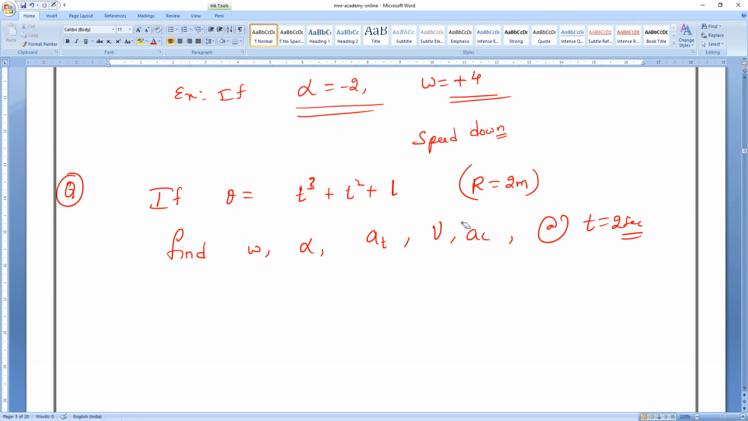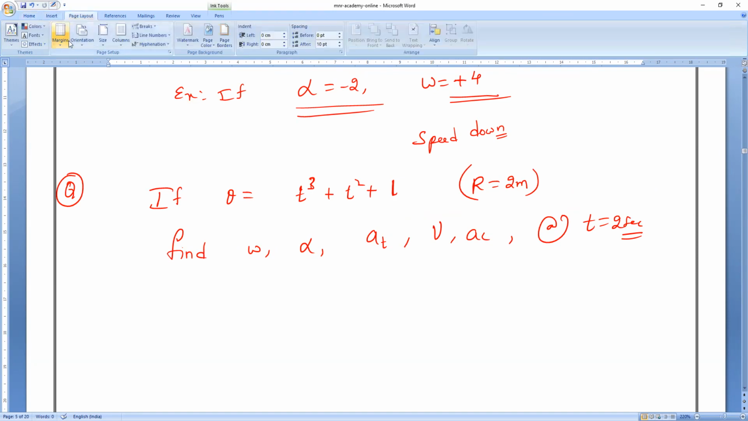So what can we solve? Omega. What is meant by omega? We have to find the omega, the angular velocity. Omega is equal to d theta divided by dt. Clear? Then theta is given. Theta is equal to t cube plus t square plus t plus 1, divided by dt. So differentiation of t cube. I think many of you already know, but for the understanding of other people, I am writing.